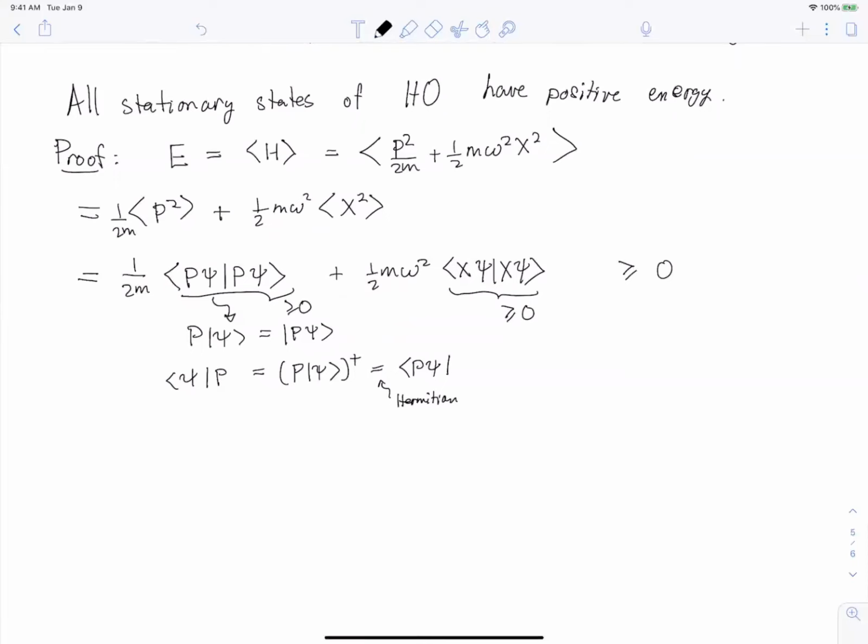Okay, so even without doing any quantum mechanical calculation, we've shown that the energy eigenvalues of the stationary states of a harmonic oscillator have to be positive numbers. In fact, I should really erase the equals, because if it was equals, that would make it a null state, which we don't care about. Okay, so that's it for now.